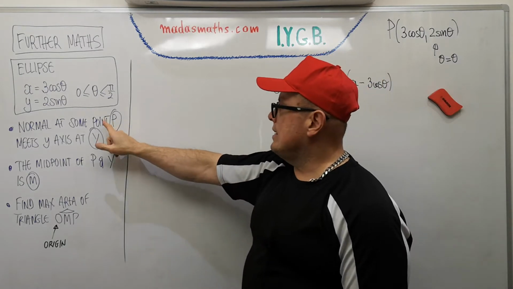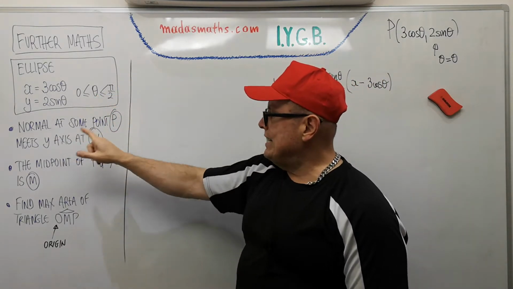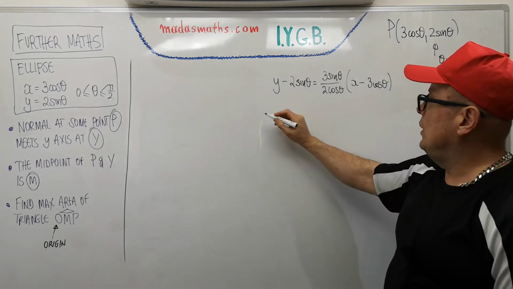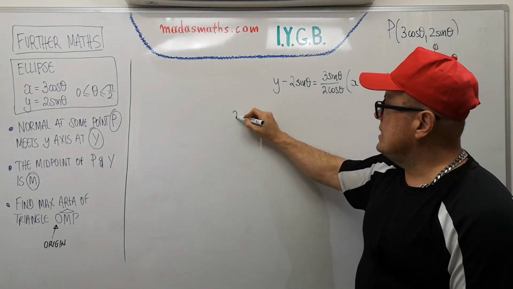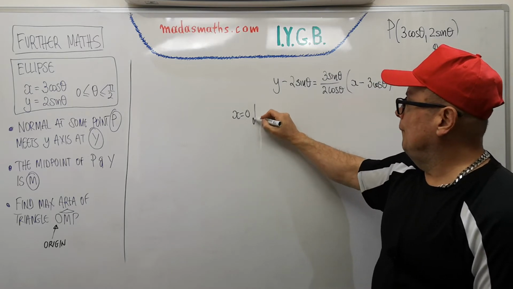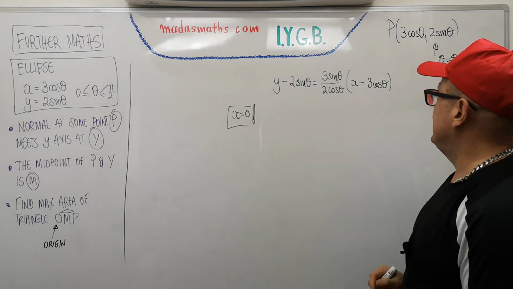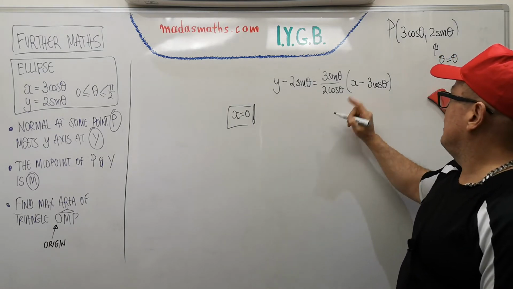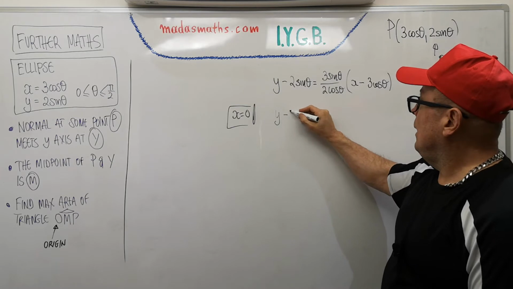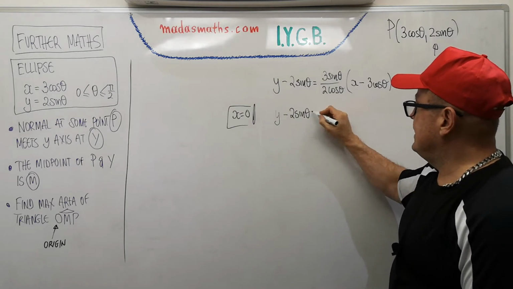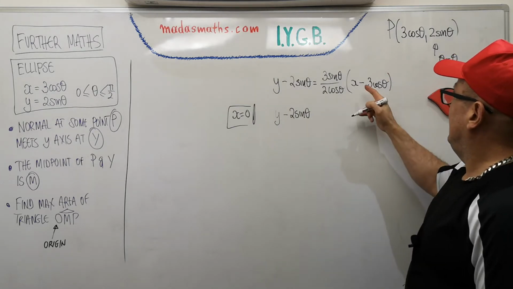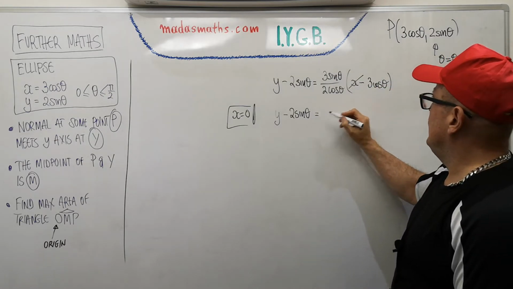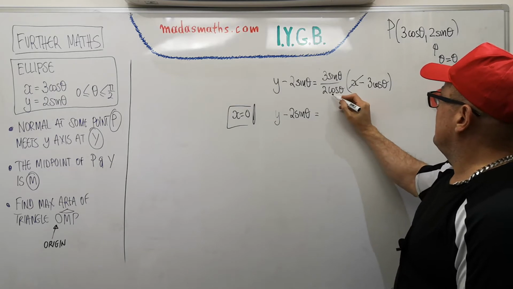The normal at some point P on this ellipse meets the y-axis at the point capital Y. Therefore, all I need to do here is, meets the y-axis, x is equal to 0. So I'm going to put x equal to 0 and get the y coordinate. So if x is equal to 0, I'm going to get y minus 2 sine theta, and this will be 0 now. And this will multiply to equal, the cosines will cancel.